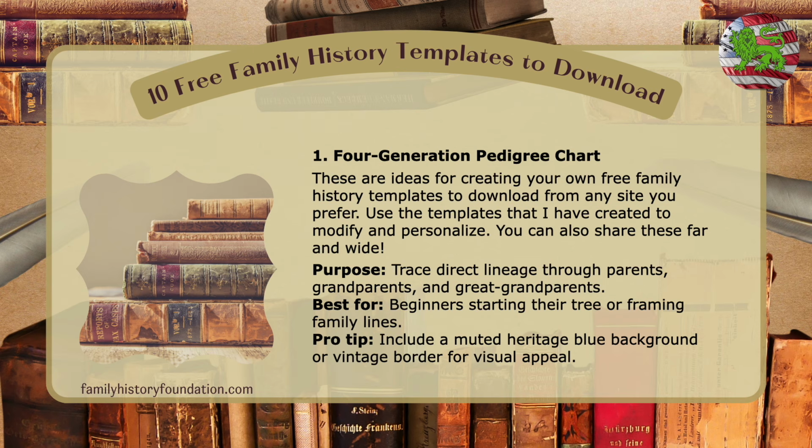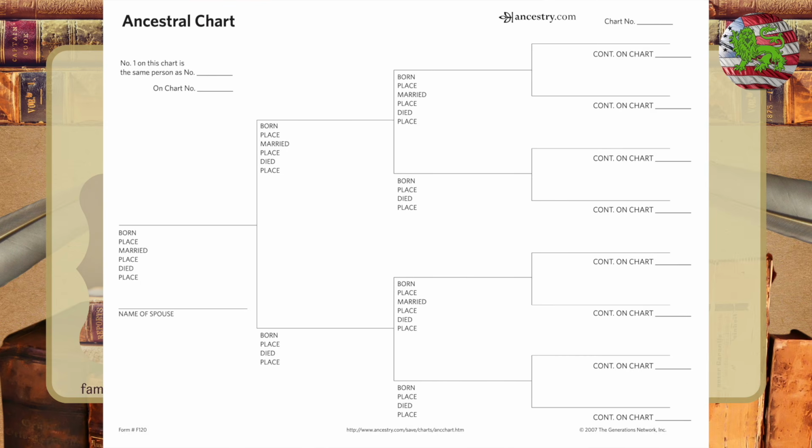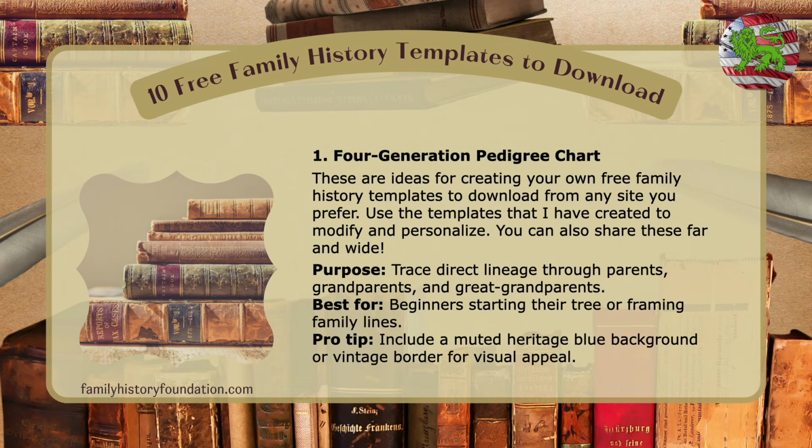So here, and again, at any time, head on over to Family History Foundation and follow the link to the article. One is a 4-generation pedigree chart. You can see here, my favorite is from Ancestry, and this one is really cool. And I love this. Again, links are all over there.